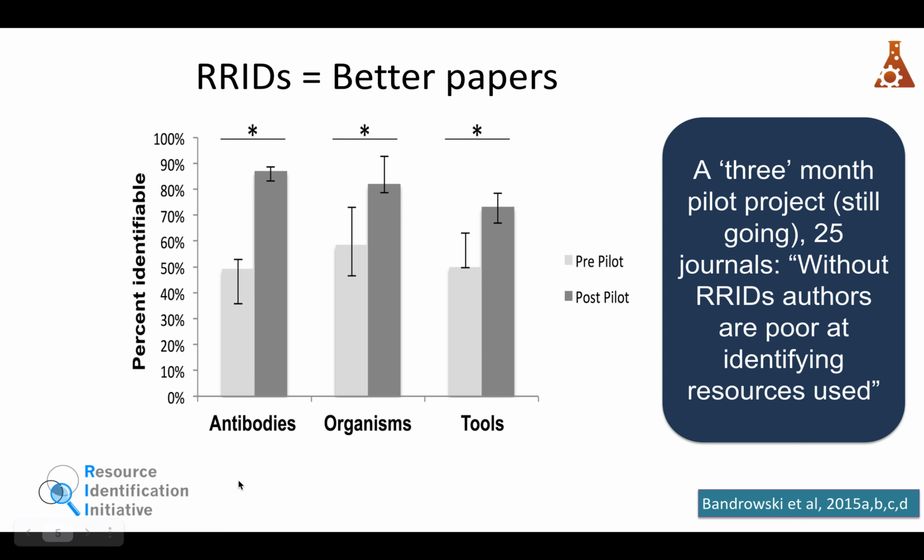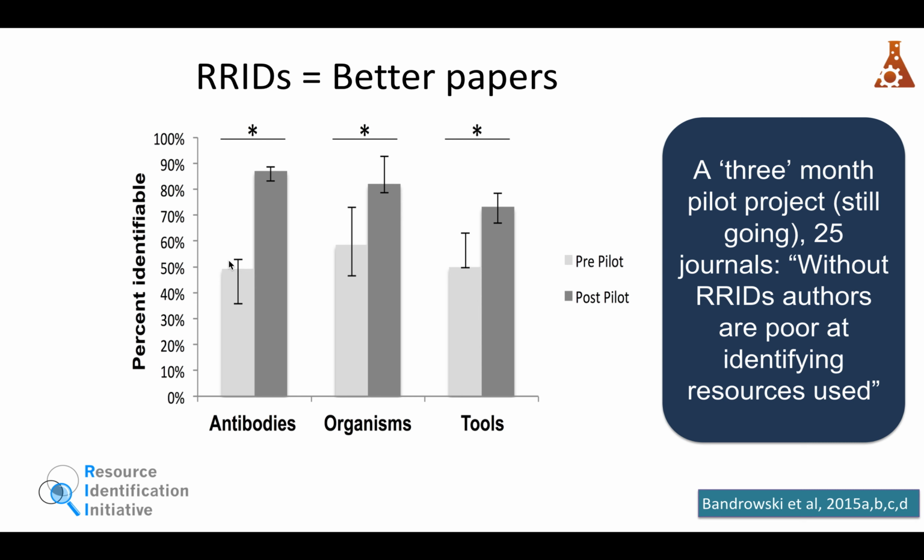So in this bar graph, we're just looking at the identifiability of these reagents, and so for antibodies here, in the issue of the journals right before we started asking authors to provide their RRIDs, about half the time you could figure out which antibody the authors used. But as soon as we started asking for these RRIDs, remarkably enough, that goes way up to about 90%.